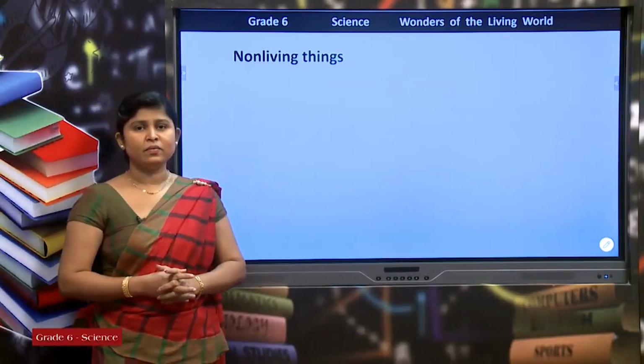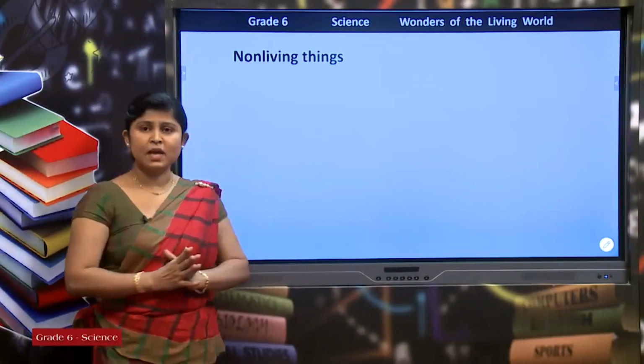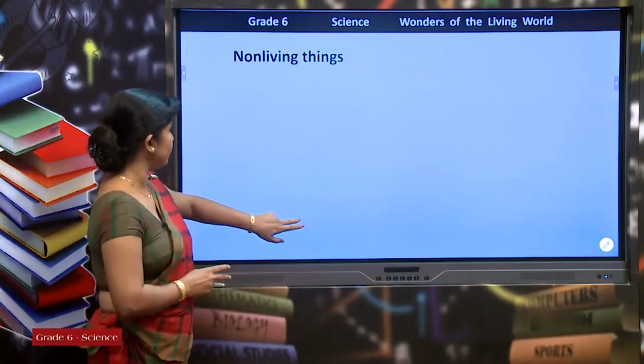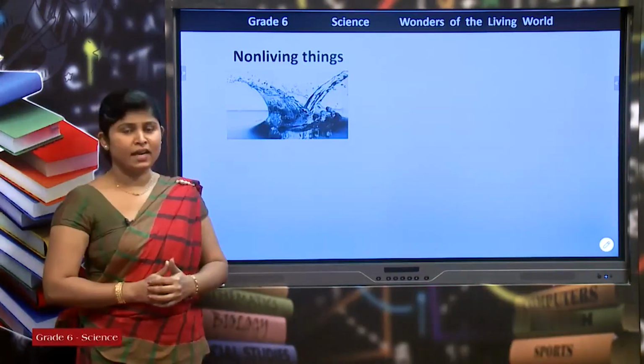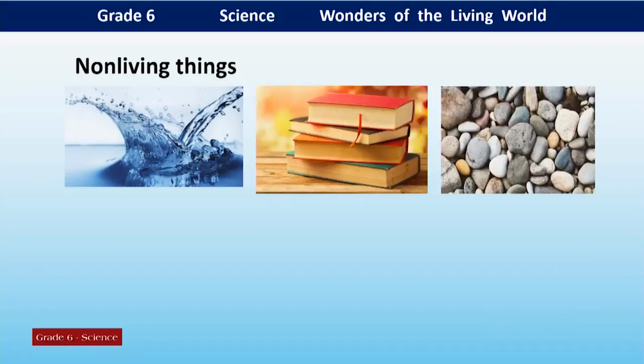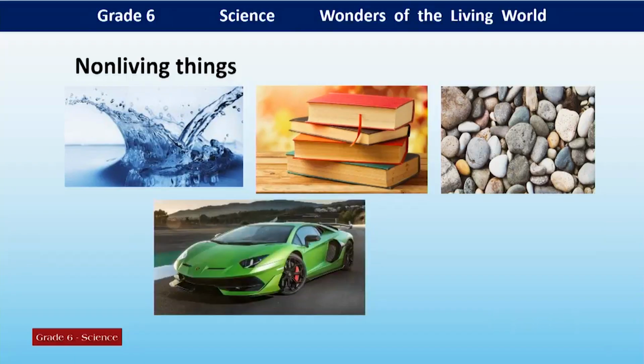Non-living things. First of all, let's see some examples for non-living things also. After that, I will explain. Water is a non-living thing. Then books, pebbles, vehicles, pen. Then you can understand that these objects that are given on the screen do not have an ability to grow with the time. So they are known as non-living things.